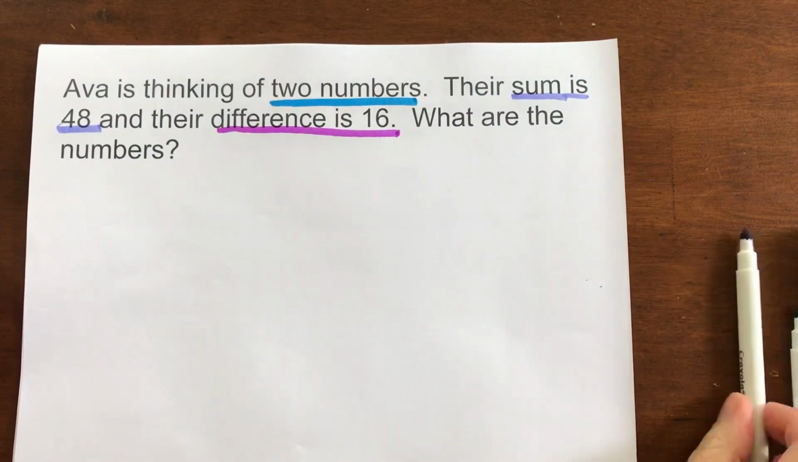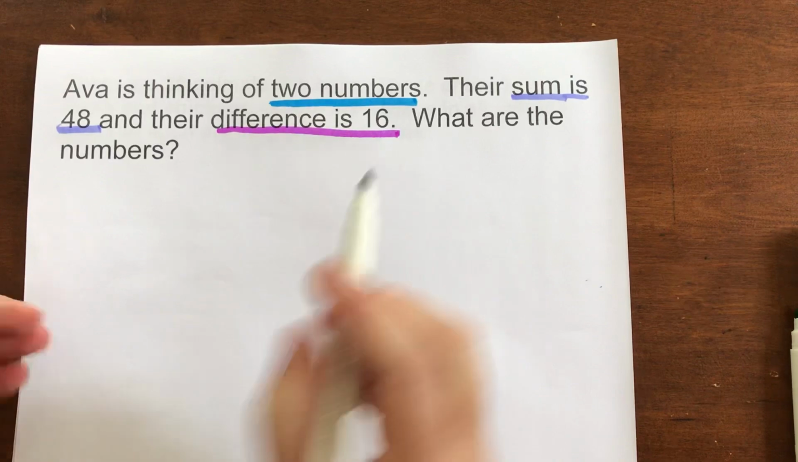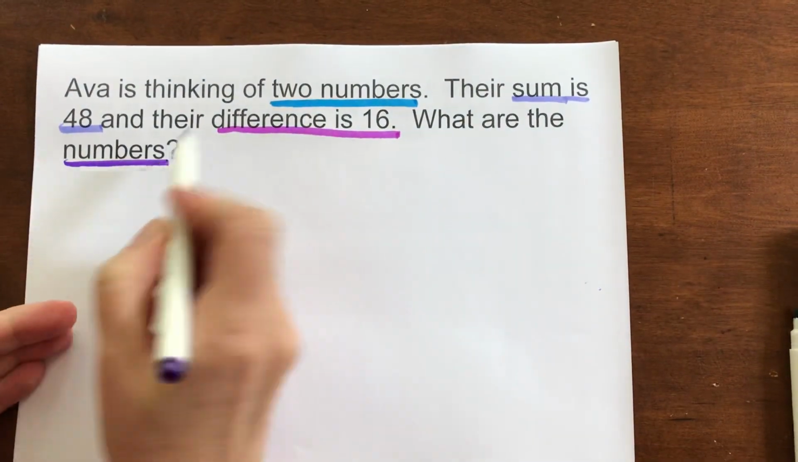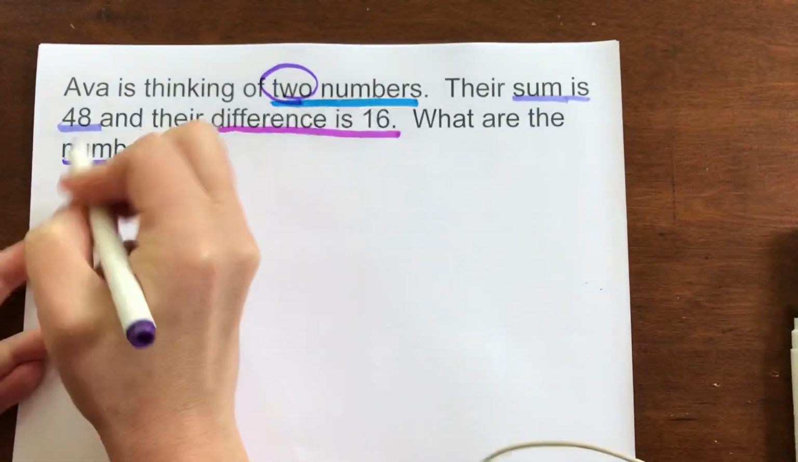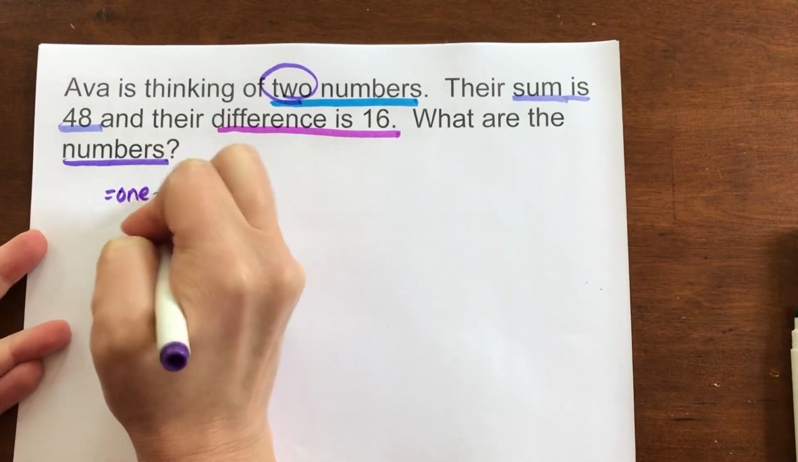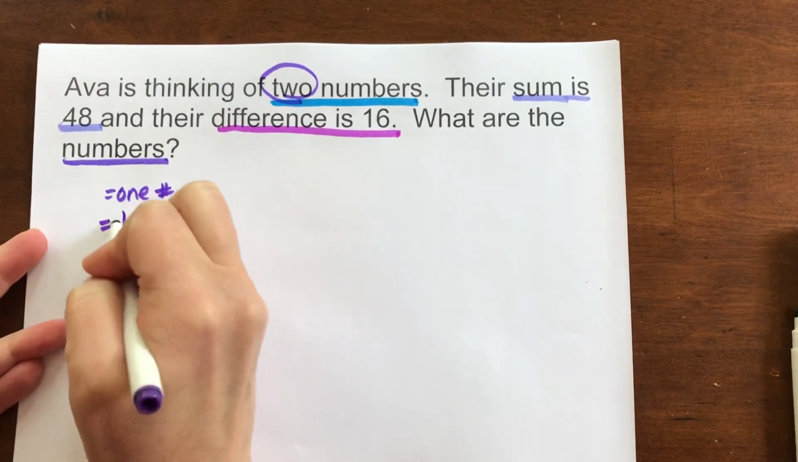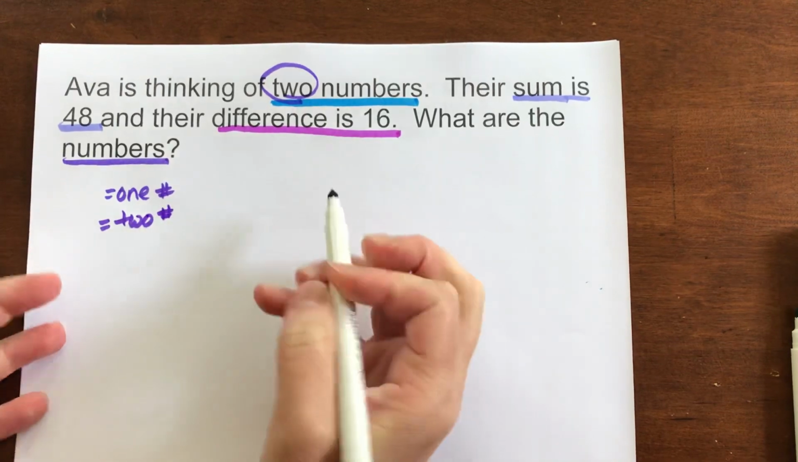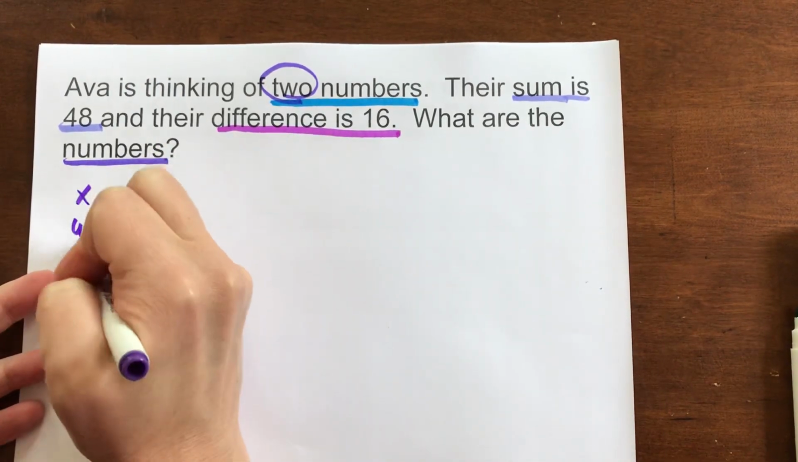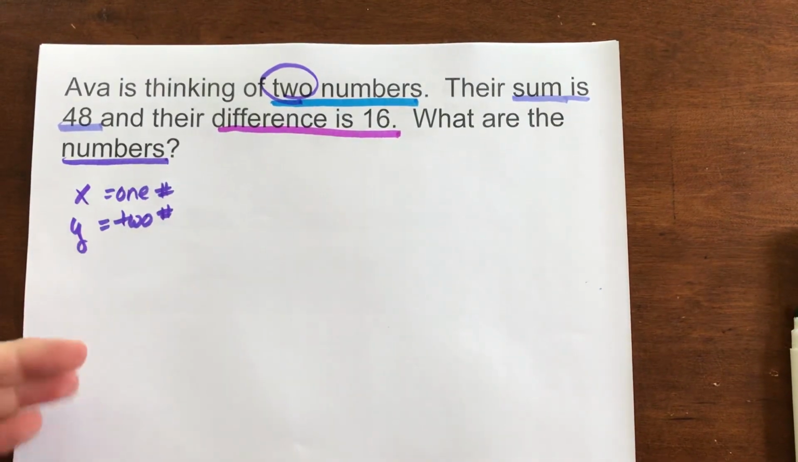All right, so again, we've got to define our variable. So we're looking for what? Numbers. And how many? 2. So we need to think of something for one number, and the other one is going to be the second number. This one I would just use x and y. X would be the first number, y will be the second number.